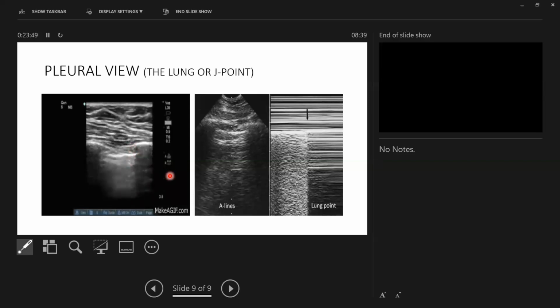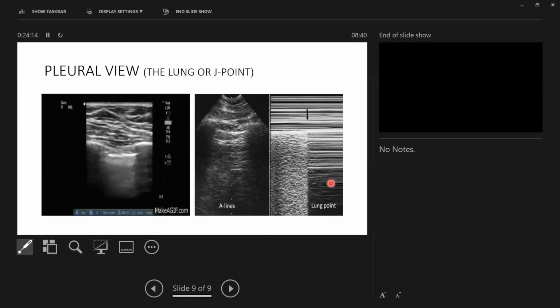Okay. So the one nice thing about J points, and when you do find them, is that it actually gives you both of the signs together. All right. So here we have the sandy beach sign. And here we have the barcode sign right next to one another, because on this side, there's normal motion, and on this side, there's no motion. Simple, isn't it? So it's not difficult to diagnose a pneumothorax on ultrasound.